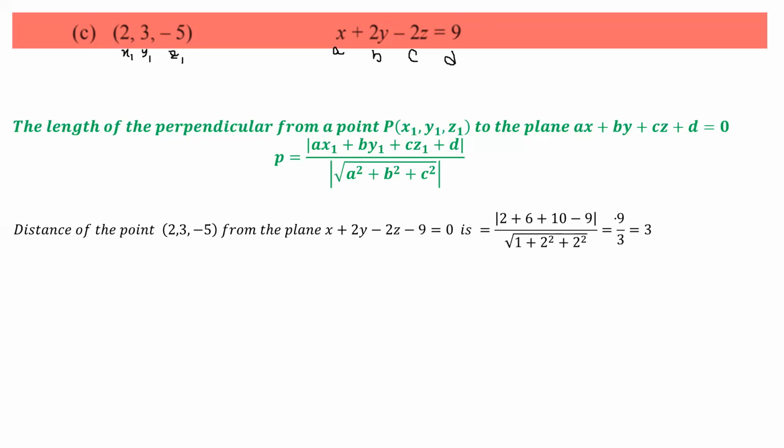So it will be 9, modulus value is 9, and under root 1 square plus 2 square plus 2 square, or minus 2 square is also 2 square. You can write 2 square also or minus 2 square also. So it will be 4 plus 4 is 8 plus 1, 9. So root 9 is 3. So 9 upon 3 is 3 units.